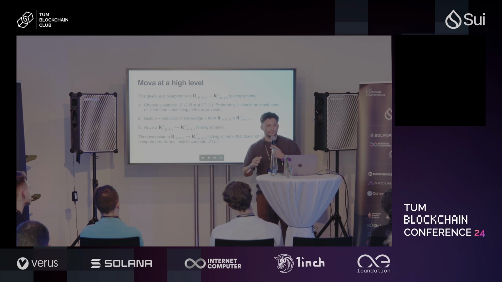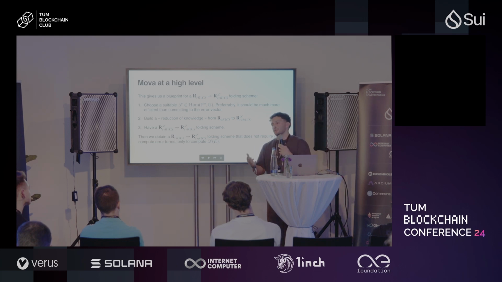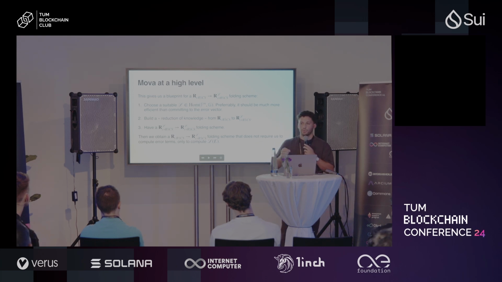Then you build what is called a reduction of knowledge from committed R1CS to committed relaxed R1CS, which is just saying, I want to take an instance witness pair in committed R1CS and extend it to be in committed relaxed R1CS. And I want to do this in a knowledge sound way. And then you just build a folding scheme for this new extended relation. So if you do these three things, you obtain a folding scheme for the relations that you want, where you never compute the error terms. You just compute the linear maps.